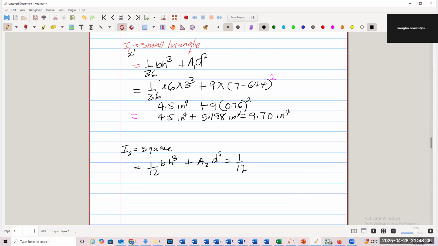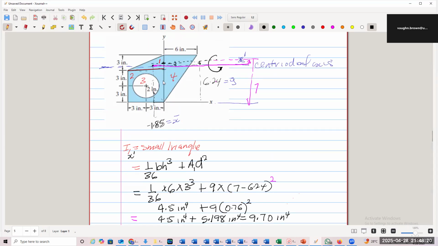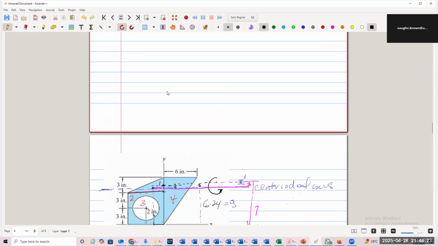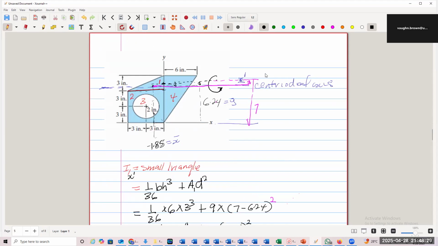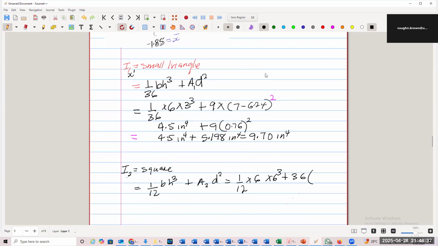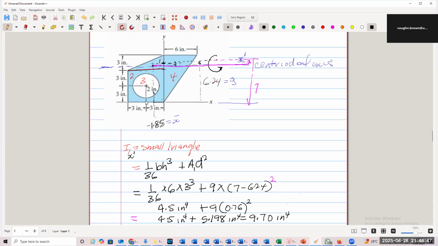So this is 1 upon 12. The base of your square was 6, and the height is 6, but it's going to be cubed. Plus the area was 36 times your d. Now how is your d going to work out for your square? What was your y for your square? Back to your table, it was positive 3. So it's the difference between your centroidal axis and that distance. You don't have to work out any big thing. Use the centroidal component, 6.24 minus the 3. You just need a positive difference.